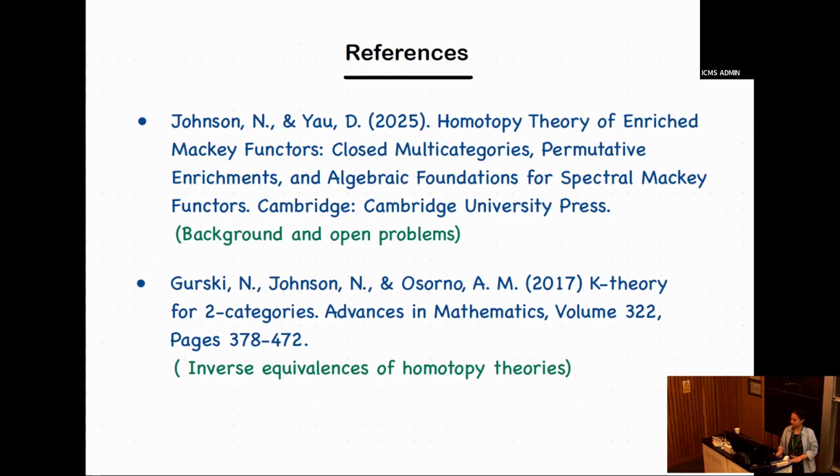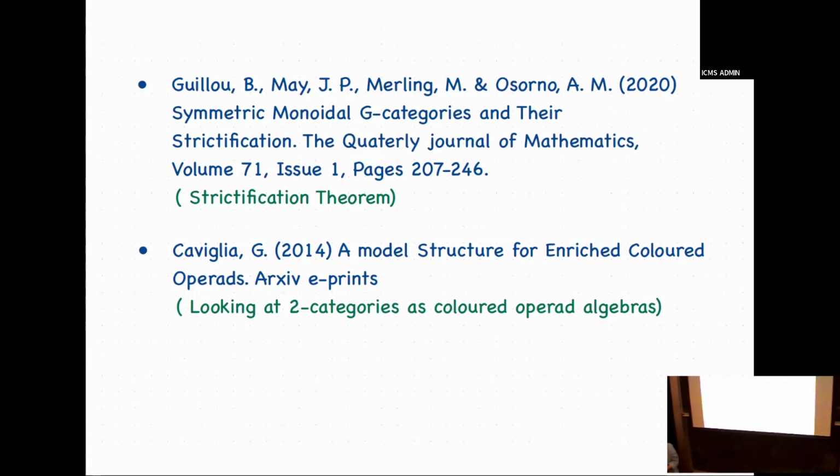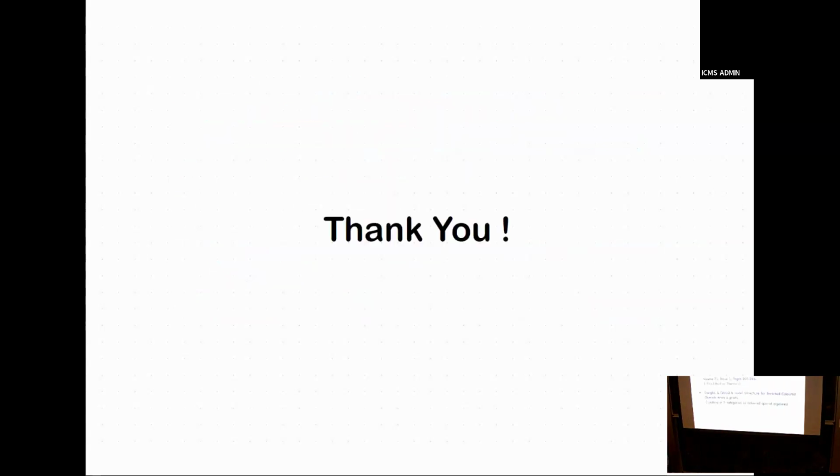The paper is Theory for 2-categories. The strictification theorem is from the paper Symmetric Monoidal G-Categories and their Strictification, by Guillou, Merling, and Osorno. And the colored operadic version of 2-categories is from the paper A Model Structure for Enriched Colored Operads by Caviglia. So I'll end my talk here.